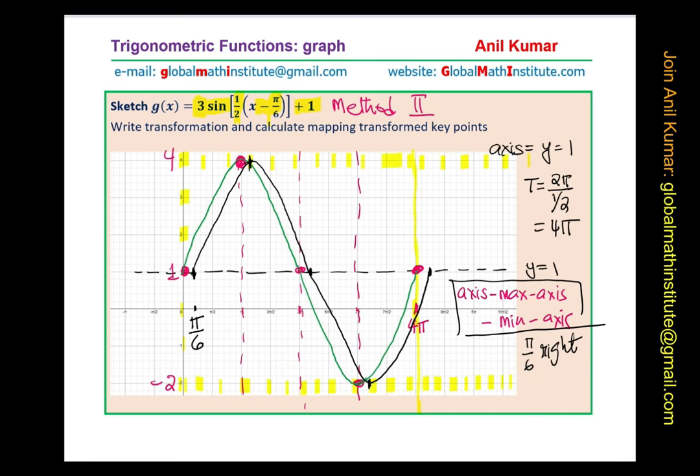And 4 pi plus pi by 6 will give you 25 pi by 6. Makes sense, right? So you have your final graph. This is how you should be sketching any trigonometric function, maybe sine or cosine, if conditions of transformation, show transformation, all those things are not given to you.